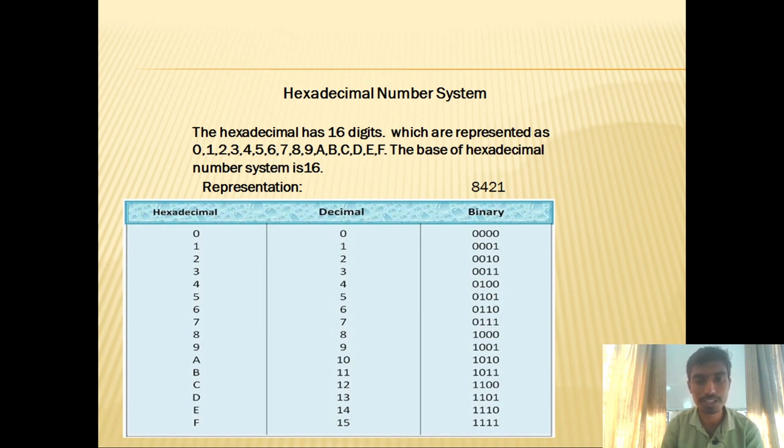The decimal number system is from 0 to 9. So the base of the decimal number system is 10 and the hexadecimal number system is 0 to 9 numbers and A to F alphabets. The total number of digits is 16. So the base of the hexadecimal number system is 16.